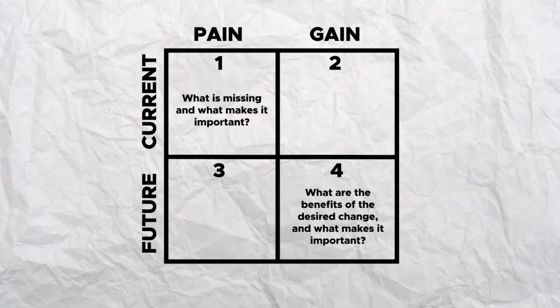Next, we go to block number 2. That's the current gain block. The question that we ask of ourselves is this: how do you benefit from the current situation? This means we want to take the time to understand what it is about our current situation that we like. What's good? What's the gain from it now?